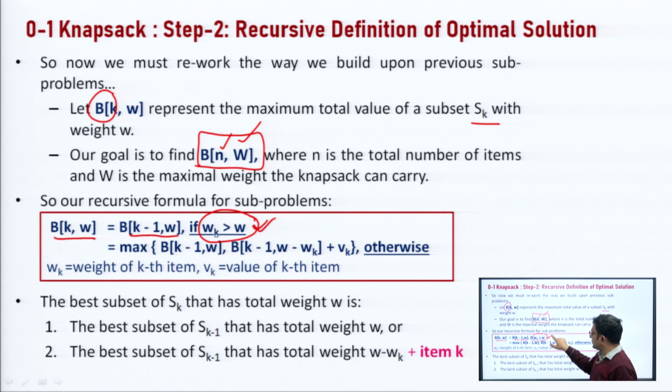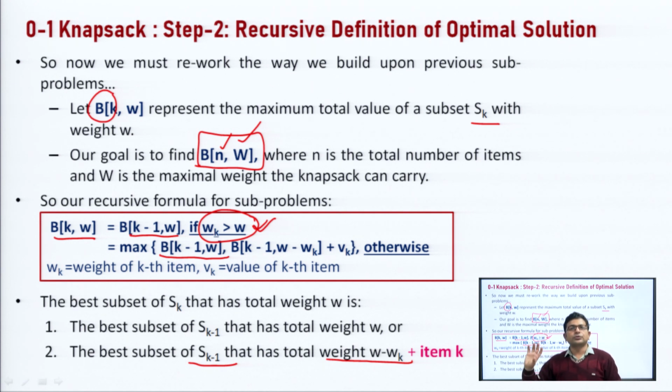Otherwise, if this is not the case, then what will happen? The best subset of Sk that has total weight w is either the best subset of Sk minus 1 that has total weight w, or it can have the best subset of Sk minus 1 that has the total weight w minus wk plus the value of the item k. So, basically this recursive formula will be used in order to solve this problem.